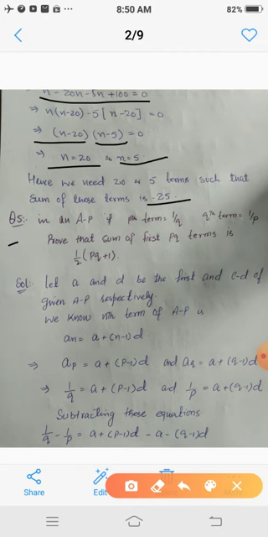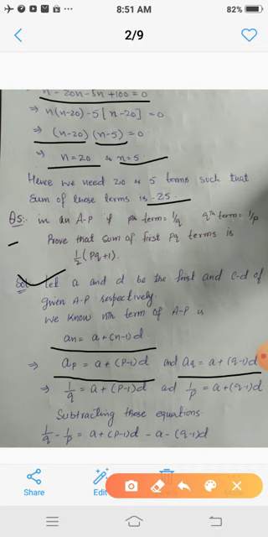Let a and d be the first term and the common difference of the given AP respectively. We know that the nth term of an AP is a_n equals a plus (n minus 1) into d, which implies that the pth term is a plus (p minus 1) into d, while the qth term is a_q equals a plus (q minus 1) into d.